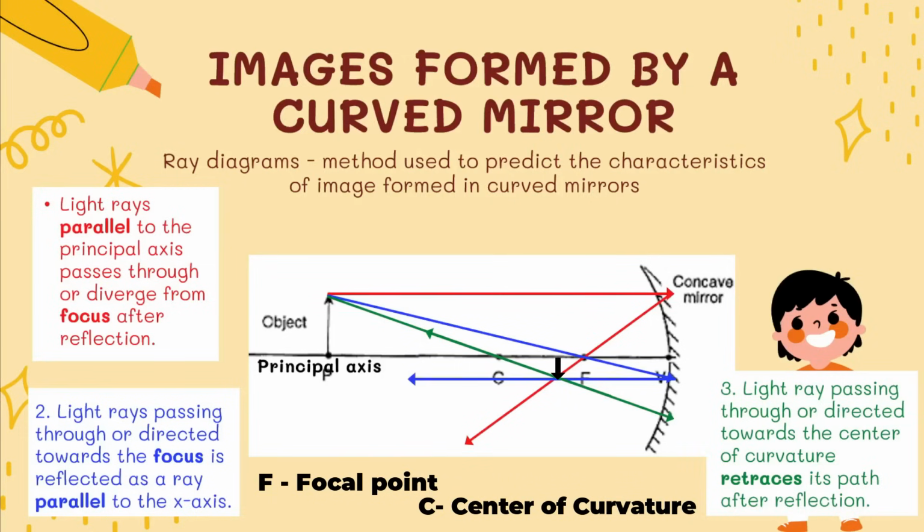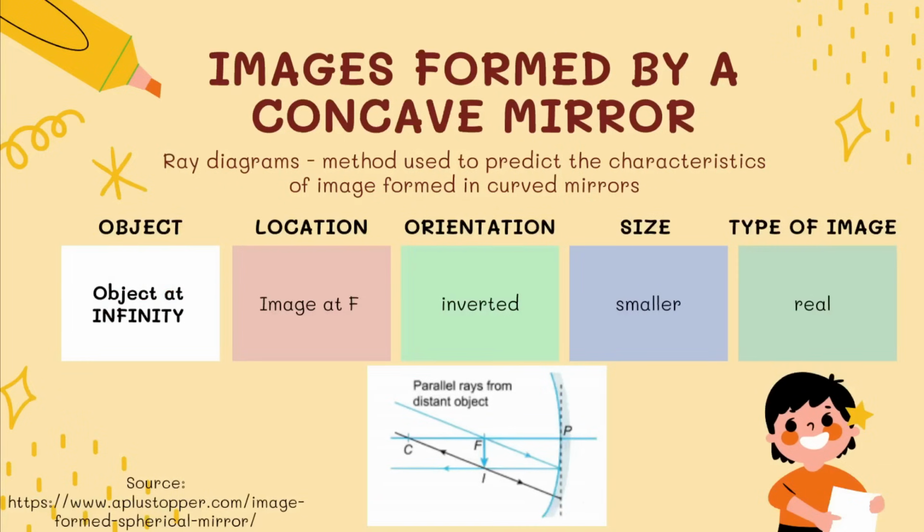depending on where you place the object with regards to C, F, and V, which is the vertex of the mirror. So halimbawa, if you place your object at infinity, when we say infinity, napakalayo po niyan, the image will be formed at F, at the focal point, nakabaligtad, inverted, smaller, and real. Remember, if the image is in front of the mirror, it is considered real.